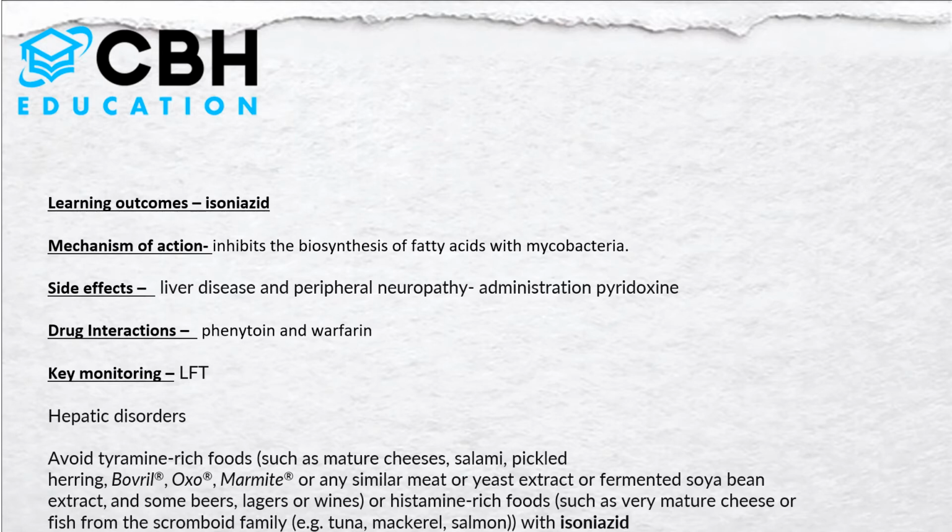You also have to counsel about the tyramine-rich foods, obviously avoiding things like mature cheeses, salami, pickled herring, Bovril, Oxo, Marmite, similar meat or yeast extract, fermented soybean, beers, lagers or wines, histamine-rich foods such as very mature cheese, and certain fishes like tuna, mackerel, and salmon with isoniazid. This needs to be counselled, and it's also provided to the patient before they co-prescribe this as well. So they need to watch out for their diet. Again, something that will come into your OSCEs as well. So it's really worthwhile ensuring that you understand this fact as well.